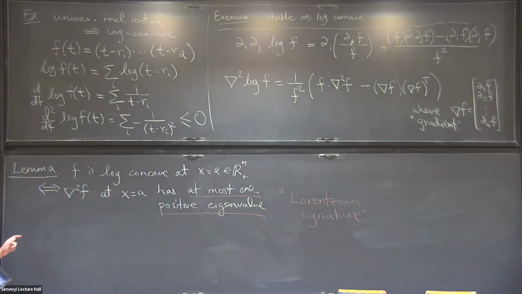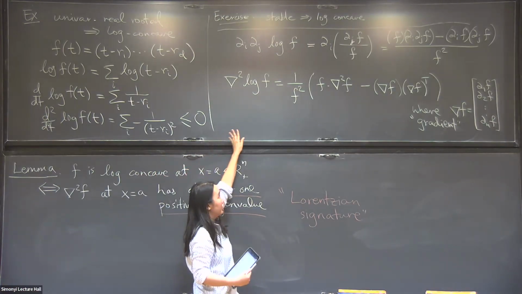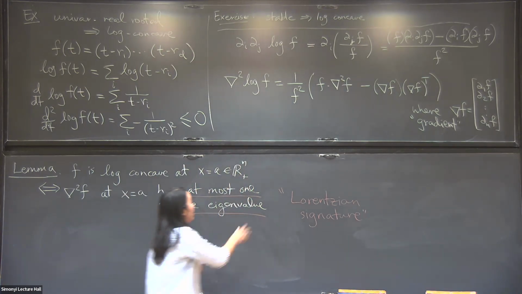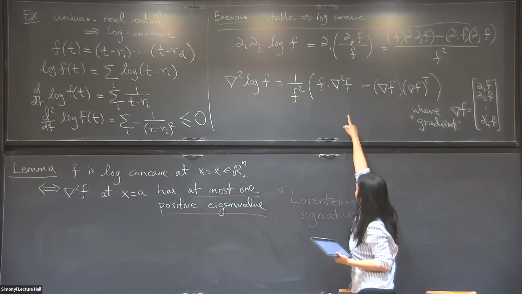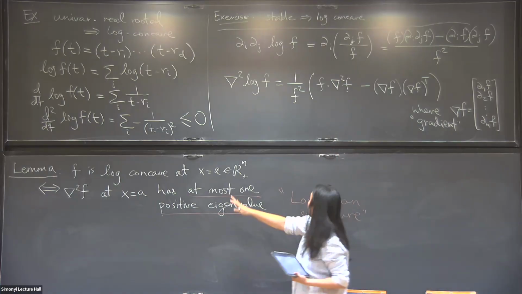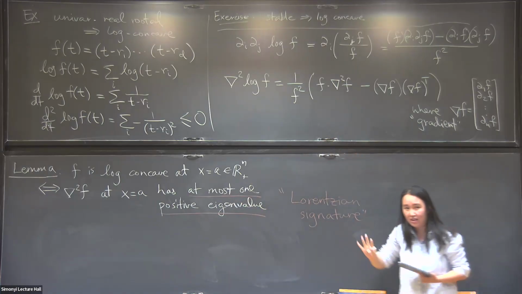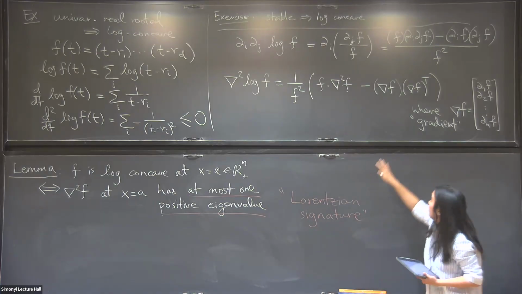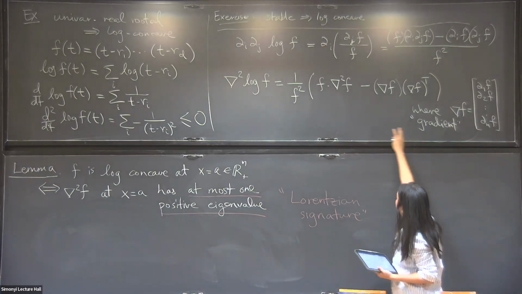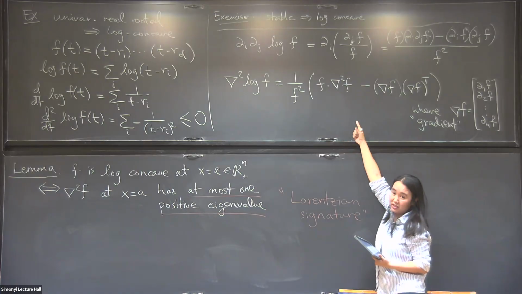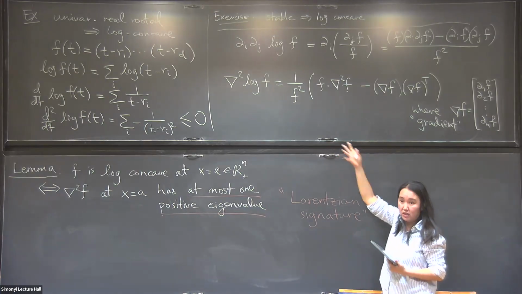So f being log-concave means that this matrix right here, the Hessian of the log, is negative semi-definite. And this lemma is saying not this whole thing, but just the first thing. At least one direction follows from Cauchy interlacing. If you haven't heard of it, don't worry, I'll go through a proof of one direction. The intuition is that log-concave means that the first thing right here is negative semi-definite, so all the eigenvalues are not positive.